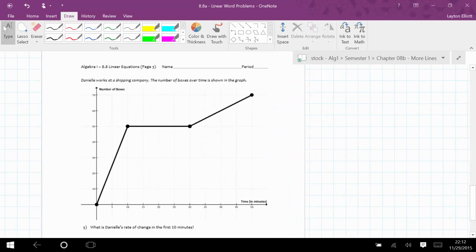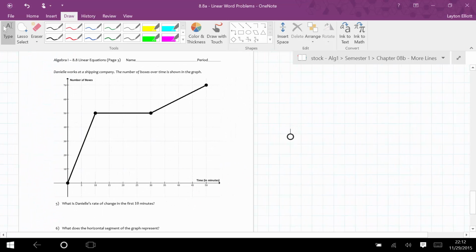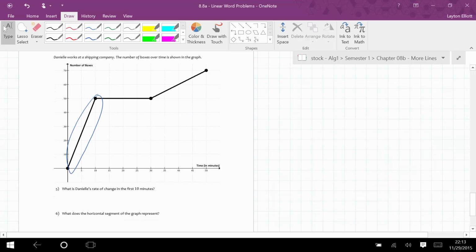One more little thing, this is not that bad. This talks about reading a graph. Danielle works at a shipping company, and you have number of boxes packaged and the time it takes. The first thing says, what is Danielle's rate of change in the first 10 minutes? So the first 10 minutes is this part right there. And at the end of that first 10 minutes, she has packaged 50 boxes, and that's in 10 minutes. So that's 5 boxes per minute. That's what we mean by a rate of change.